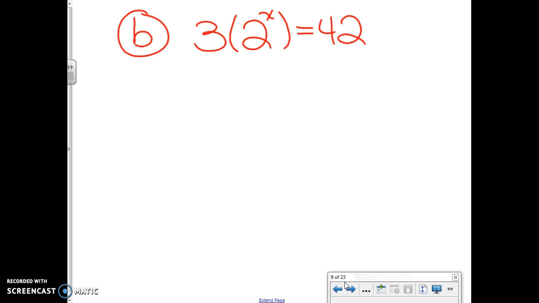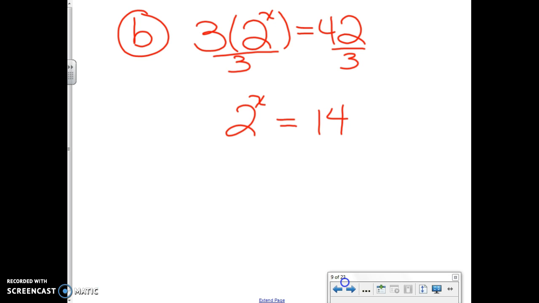If you were just handed it, and I didn't give you any instructions, I just said try this. What's one thing you think you could do first? Right, and instead of factoring out the 3, just divide it off. There's no reason we even need that there. So we can divide the 3 off, and we're left with 2 to the x power equals 14. Is that correct? Did I really divide that right?